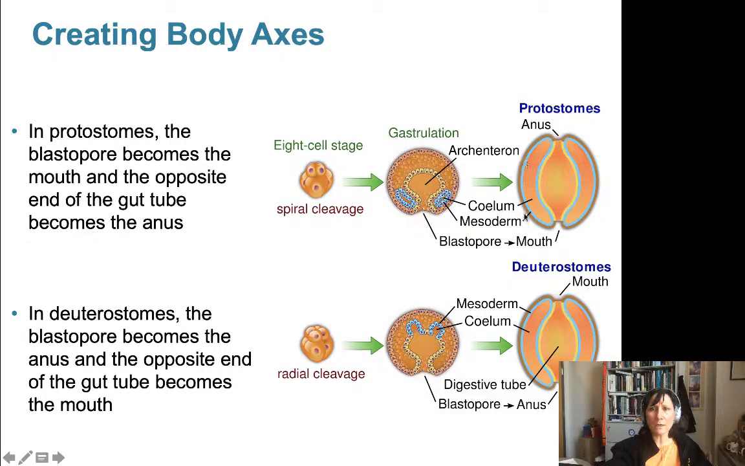And so now it's just the reverse of what happens in protostomes. So in deuterostomes, that first opening forms the anus, and then the mouth forms last.